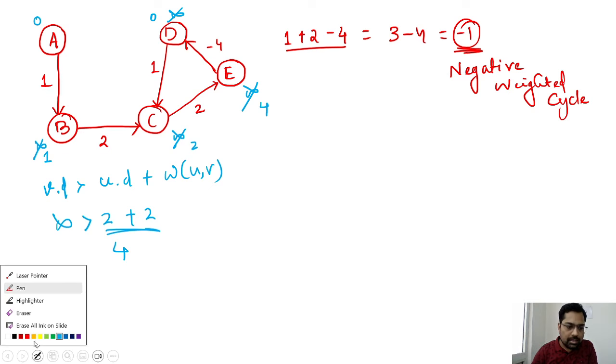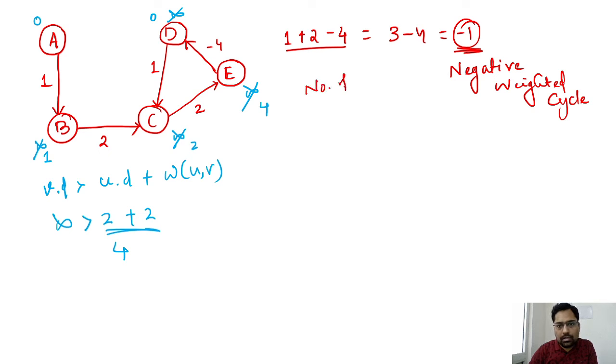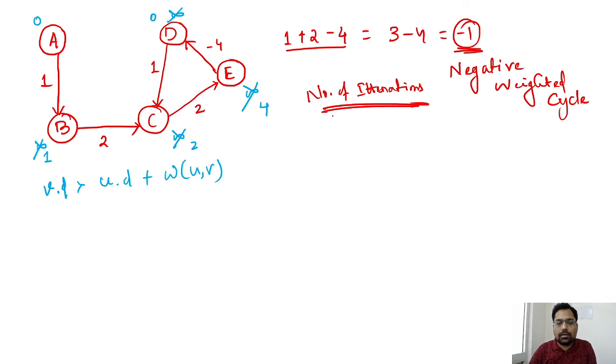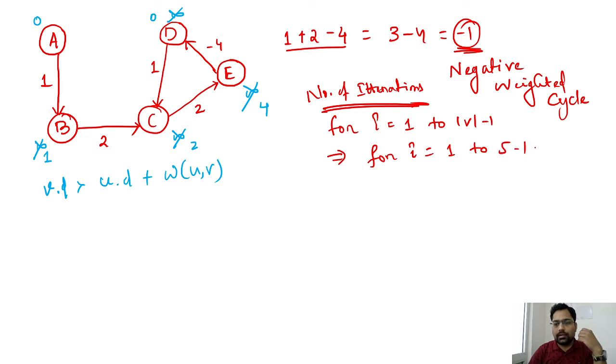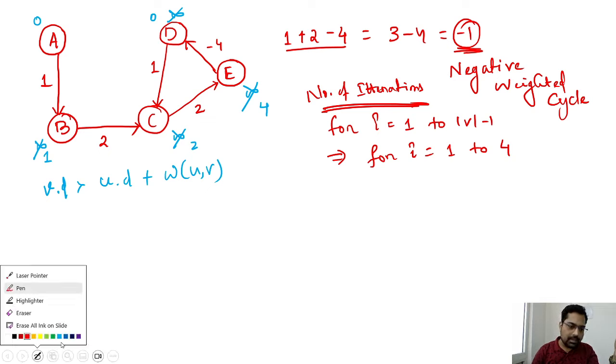So I must write the number of iterations. Now it is changed. The number of iterations could be: for i equal to 1 to v minus 1. So here it could be indirectly written as for i running for the number of vertices, which are 1, 2, 3, 4, 5. So it is 5 minus 1, which is 4. So 1 to 4. One is now completed.